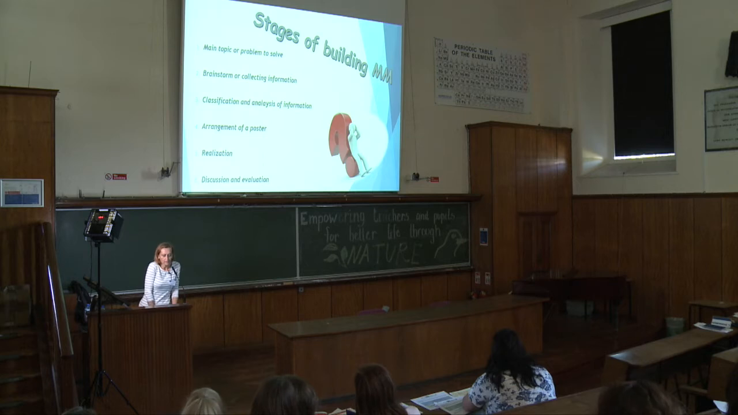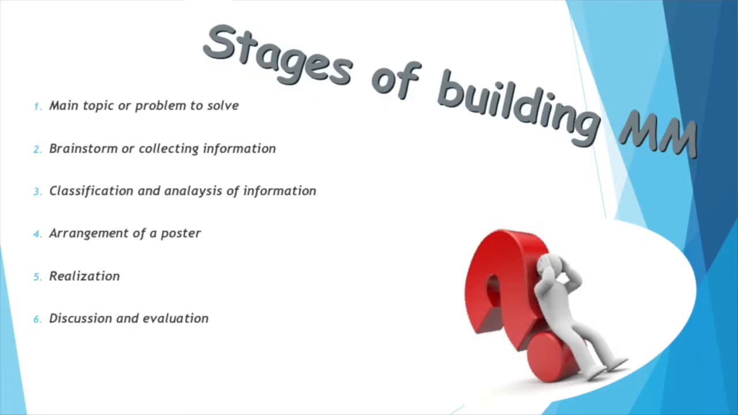And on this slide, I present the stages of building a mind map. The first step is the main topic or problem to solve. Then brainstorm, collecting information. The third step is classification and analysis of information. The fourth step is arrangement of a poster. And very interesting, the fifth step is realization, and then discussion and evaluation.